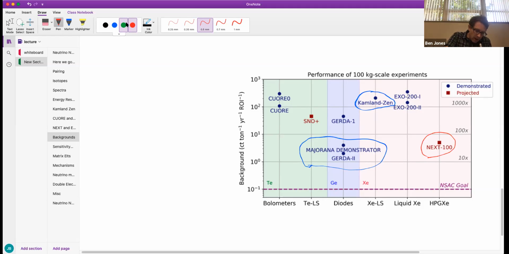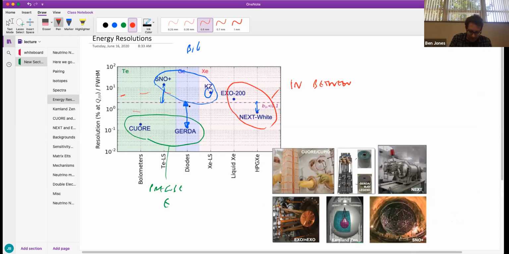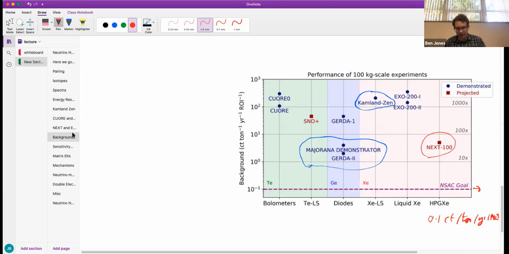So again on this chart, and this is what I want to talk about next, you see this goal marked of 0.1 counts per ton per year per region of interest. And it says NSAC goal. NSAC is the Nuclear Science Advisory Committee, which is a body that advises the field of double beta decay. But this is the same goal that I marked on this energy resolution plot here, where you want to reject that background to this level. Whatever your backgrounds are, to have a truly sensitive search, you want to get to this line.